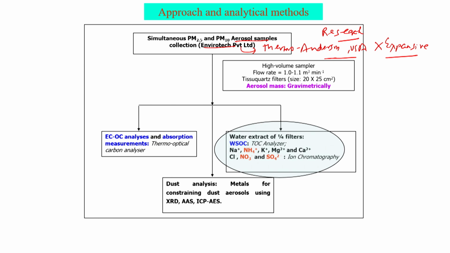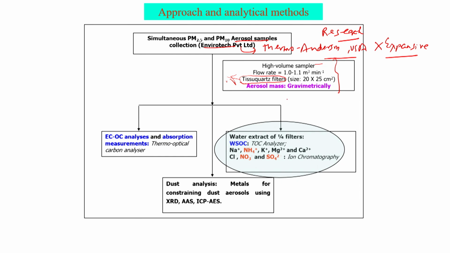Okay, usually we collect the samples using a high volume sampler. Flow rate is typically 1 to 1.1 meter cube per minute. Most of the time I have used tissue quartz filters. I find this is a very versatile kind of filter, so it can be used to analyze many of the things.